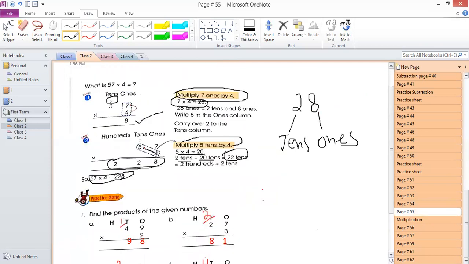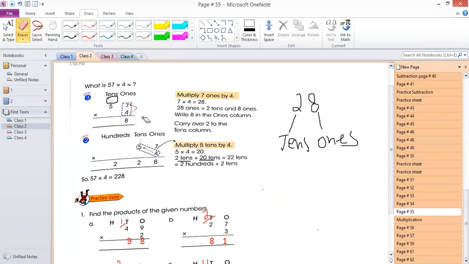On page number 55, we have one more example. You can look here: 57 by 4. In 57 by 4, you will follow the same method as I told you. You will multiply the number by the ones first. So this is 4 and this is 7. So you will multiply 7 by 4. 7 ones by 4 equals 28. In 28, there are also 2 digits, 2 tens and 8 ones. So you will only write 8 here, and the tens you will regroup in the tens.